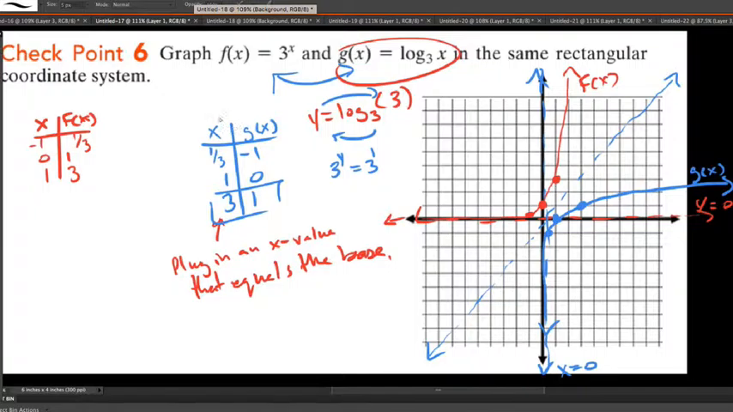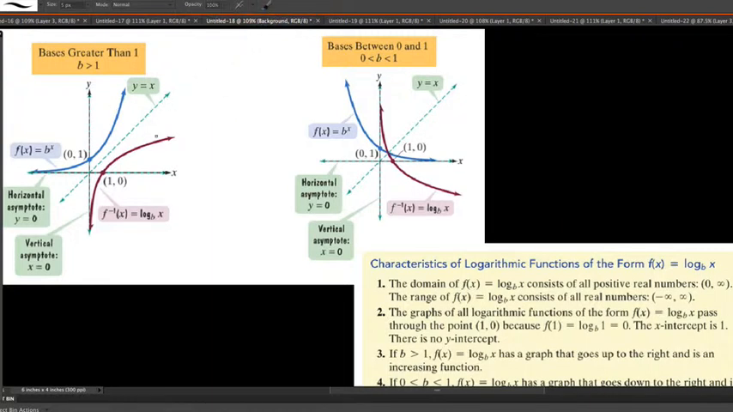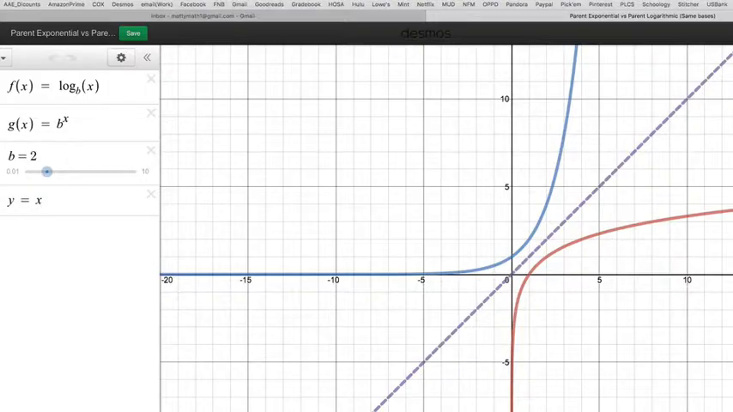So let's take a look at this here, if my screen wants to switch over. Basically, we can see that graphs of logarithmic and exponential functions are related to one another. What I have here in Desmos is our logarithmic function in red and our exponential function in blue, and they both have base b. So with the base being 2 at this point, this is y equals 2 to the x, and this is y equals log base 2 of x. Clear points on both of these graphs.